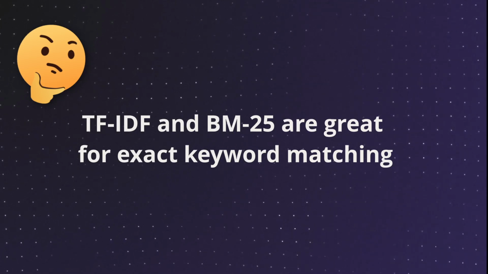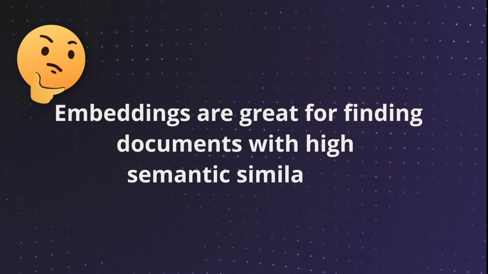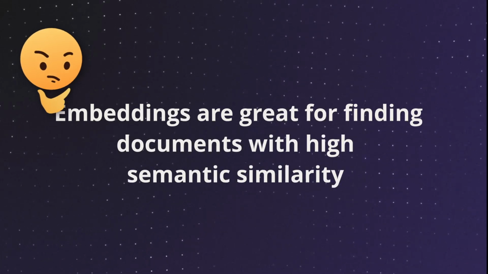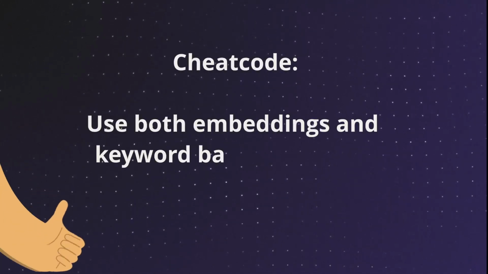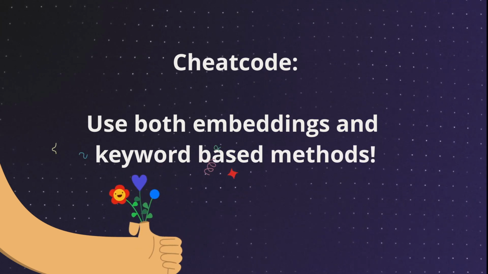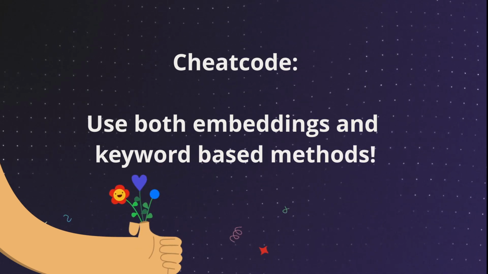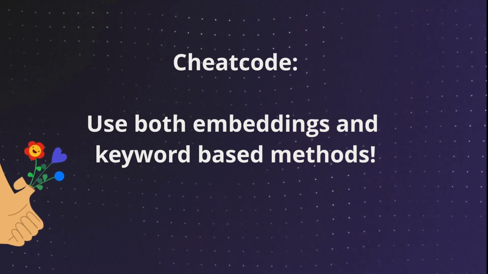So the long story short is TF-IDF and BM25 are great for finding documents with specific keyword occurrences when they exactly occur. And embeddings are great when finding documents with similar semantic meaning. These days, a common thing to do is to basically use both keyword and embedding based methods to retrieve documents and then combine them, giving us the best of both worlds.